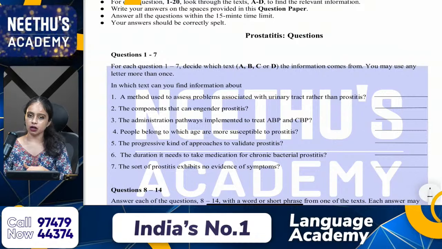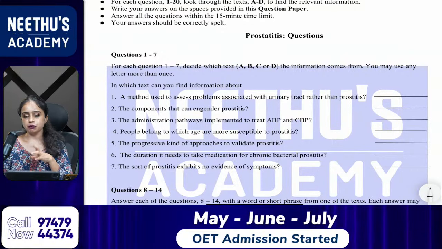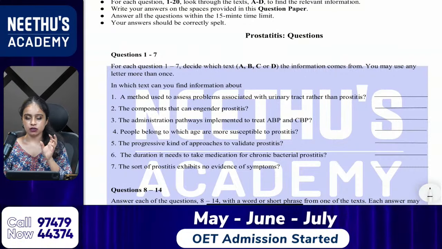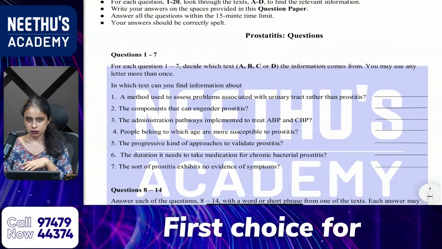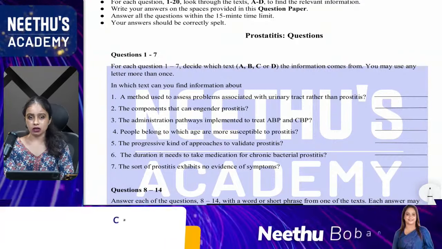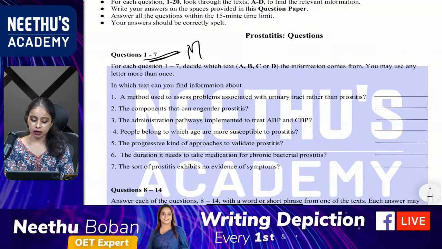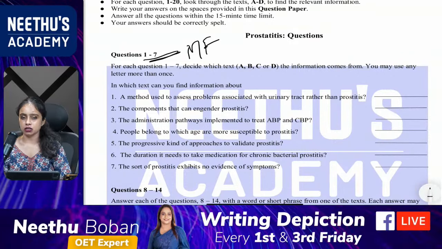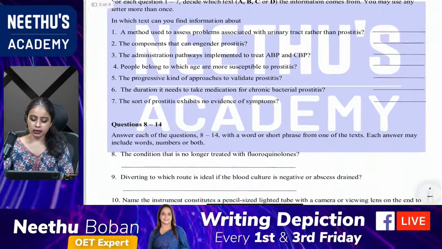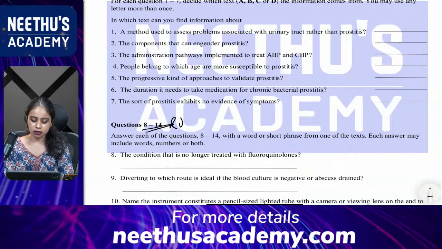Now we are moving to the set of questions. Within these 15 minutes, we have to complete 20 questions, and these 20 questions can be categorized into 3 types. Questions 1 to 7 are the match the following questions. And 8 to 14 are called short answer questions.